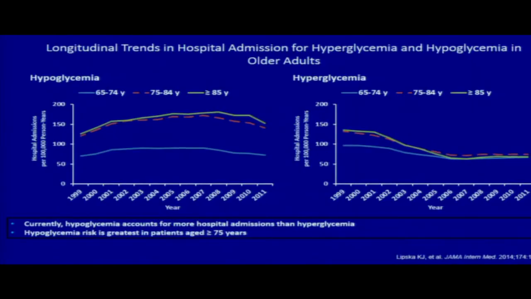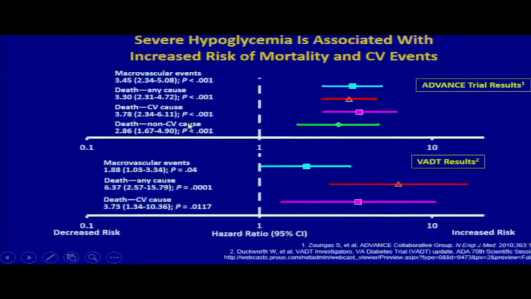We know hypoglycemia is significant and costly and can result in hospitalizations. This is some data from a couple of years ago looking at trends over time: we've done a better job in elderly patients of decreasing their likelihood of being hospitalized with hyperglycemia. But as we've done that, the hospitalization rate for hypoglycemic episodes has actually increased. We know that severe hypoglycemia is a cardiovascular risk factor, and this is a composite slide showing that severe hypoglycemia, within the realm of a cardiovascular outcomes trial, is associated with increased cardiovascular events and increased cardiovascular mortality specifically.